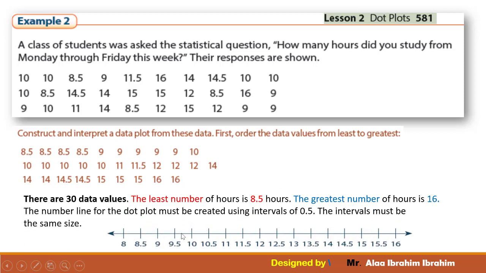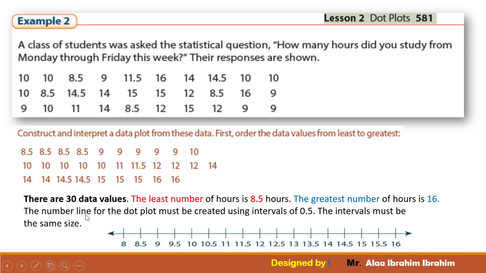So how to find my number line? I have to make it in order. We start with 8 because the smallest is 8.5, and the last number is 16. So I have to make it 8, 8.5 will be good because we have 0.5 here. So I start with the smallest as 8, then I add 0.5 each time.